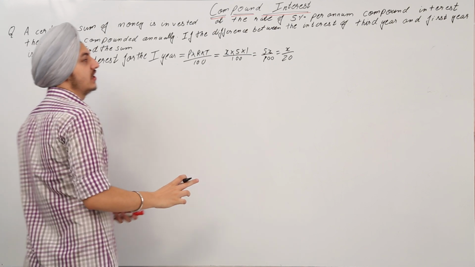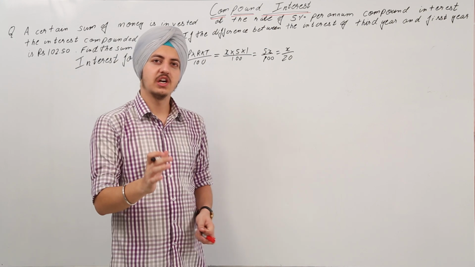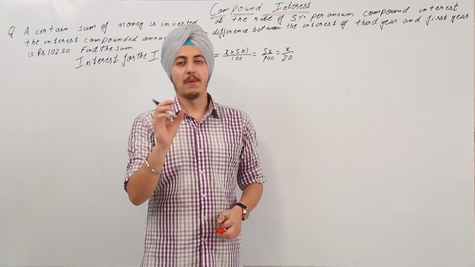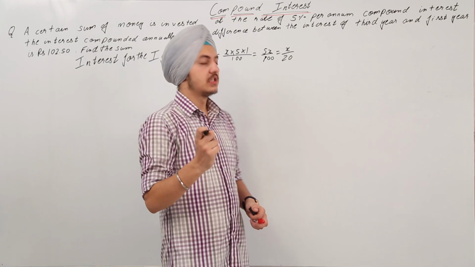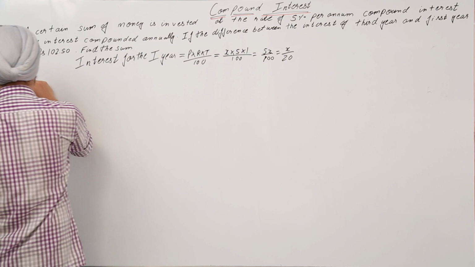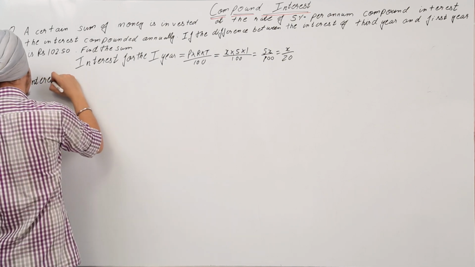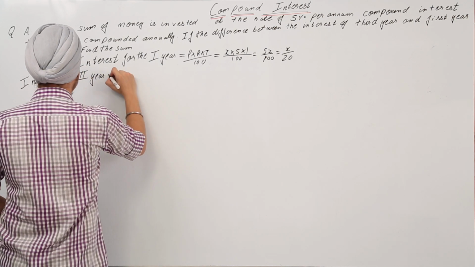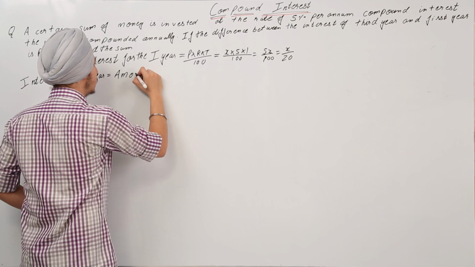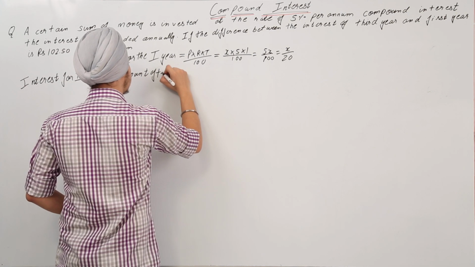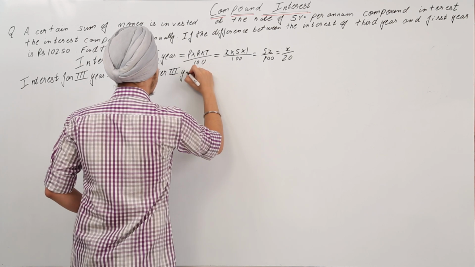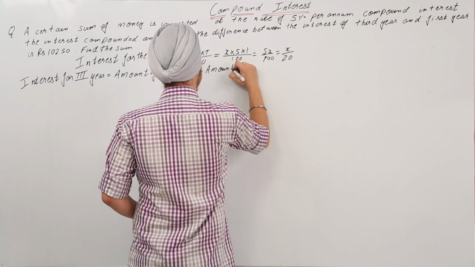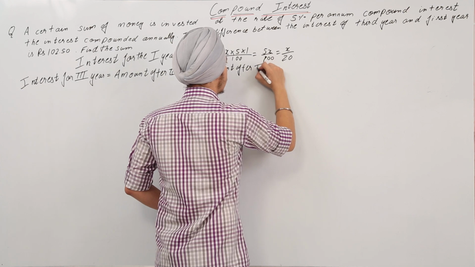So now we have to find out the interest for the third year. The interest for the third year, if you all remember, is equal to the amount after the third year minus the amount after the second year. So interest for third year is equal to amount after third year minus the amount after second year.